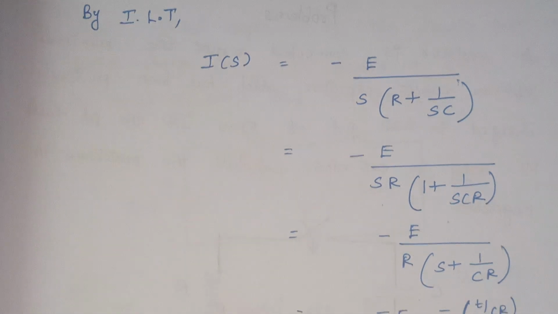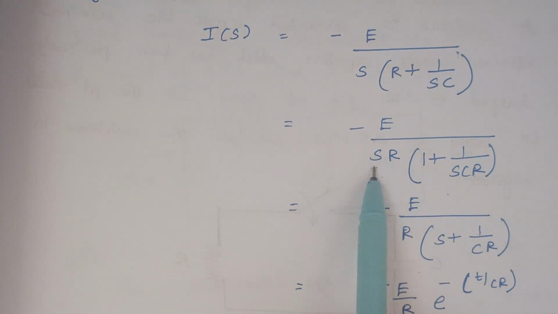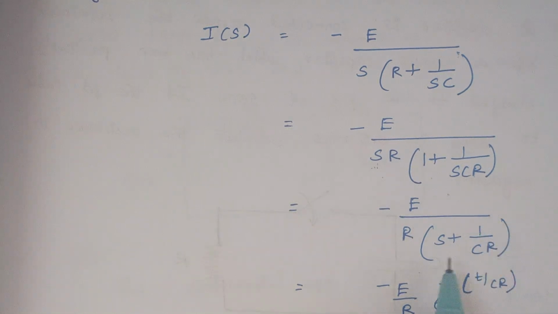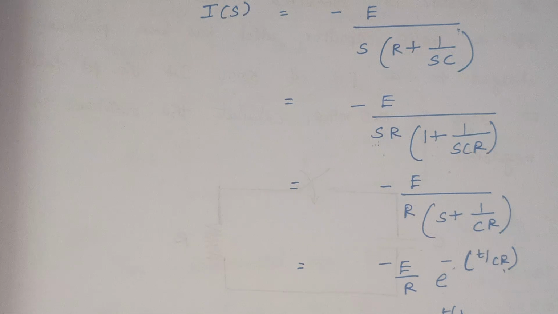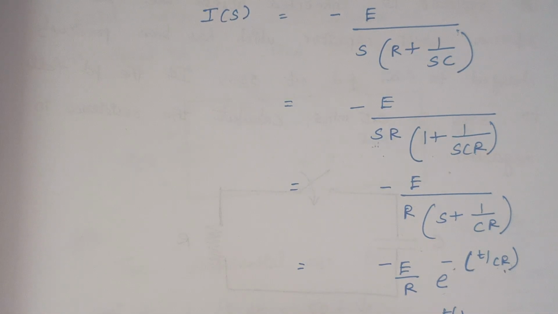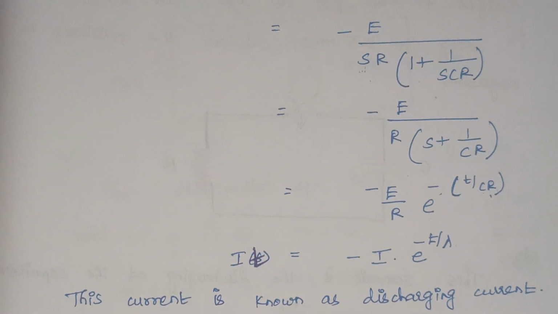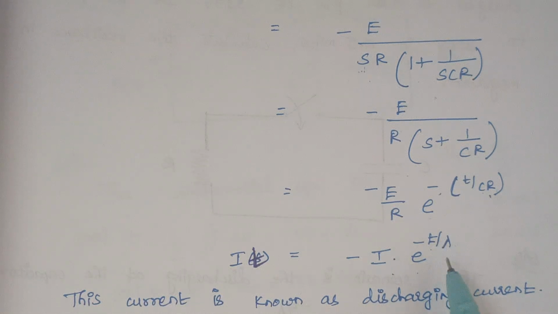Now the next thing is I am going to multiply this term with S, because I always need an S plus term. When I move this S inside, our expression becomes S plus 1 by CR. In this case, when you take the inverse Laplace, our expression is e to the power minus t by CR. And as we already said, RC is our time constant, so in the place of RC we are writing lambda. This is our final expression, that is, this is your I of t. So I of t is given by minus I into e to the power minus t by lambda.